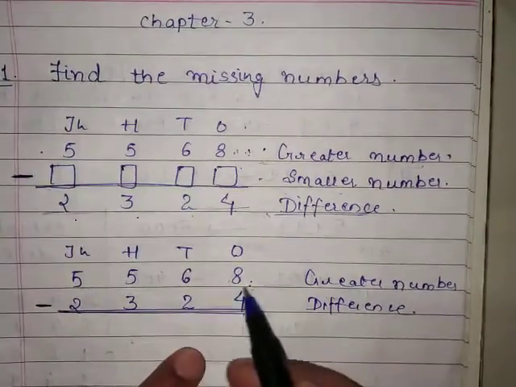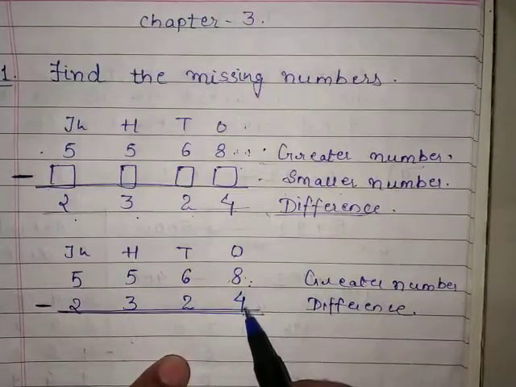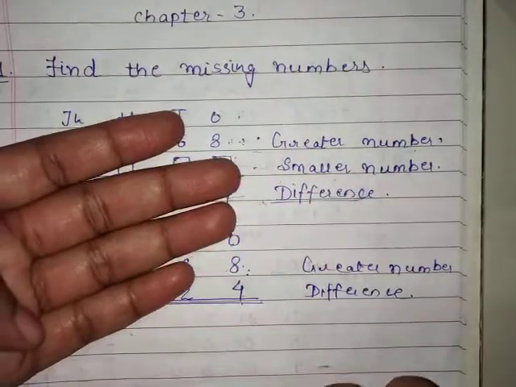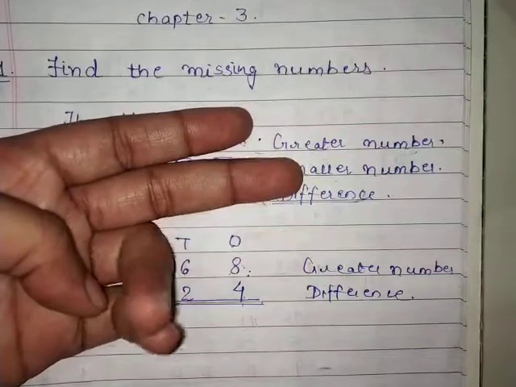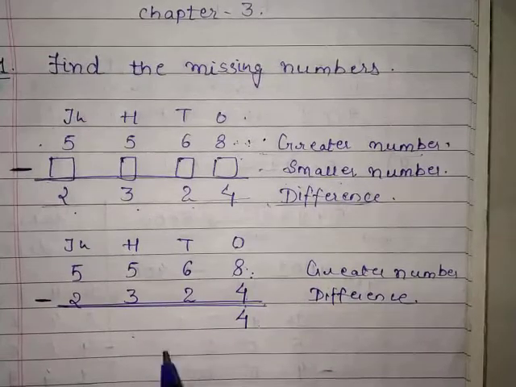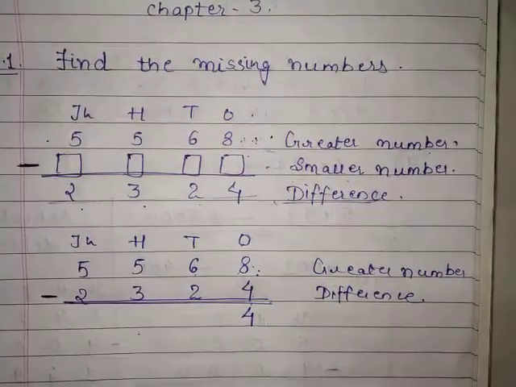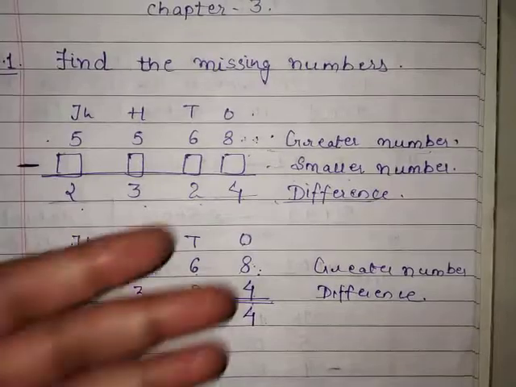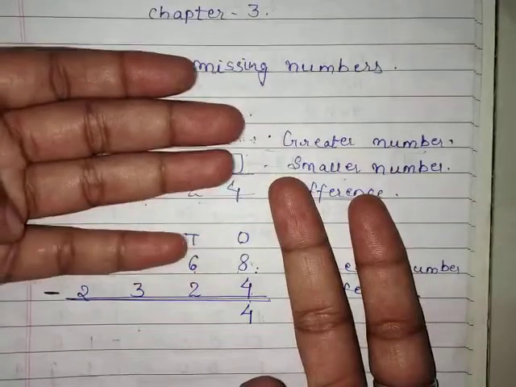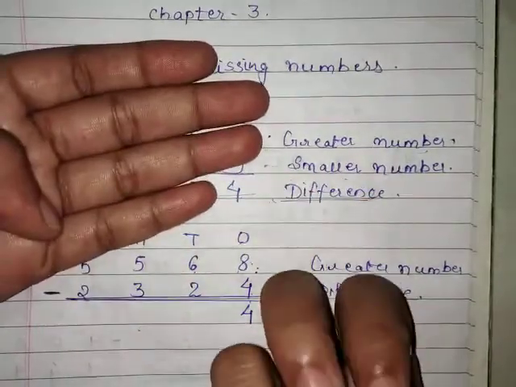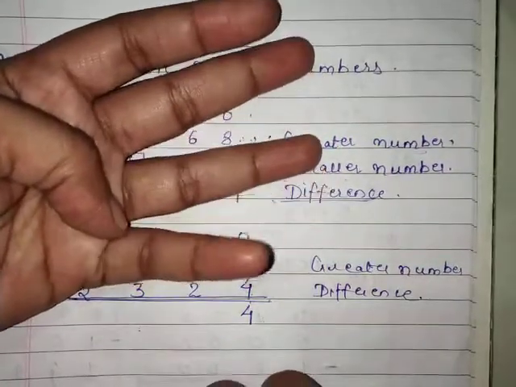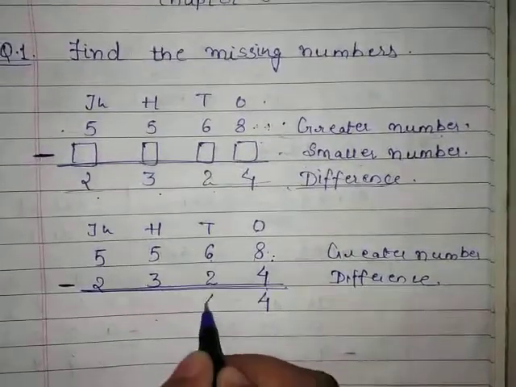Now starting from the right side, 8 minus 4. See students, this is 8 here, and we have to subtract 4. Now see how many fingers are left: 1, 2, 3, 4. So we write 4 here. Now this is 6, and this is 6 minus 2. From this 6 we have to subtract 2. Again you can see how many fingers are left: 1, 2, 3, 4. So again we write 4 here.